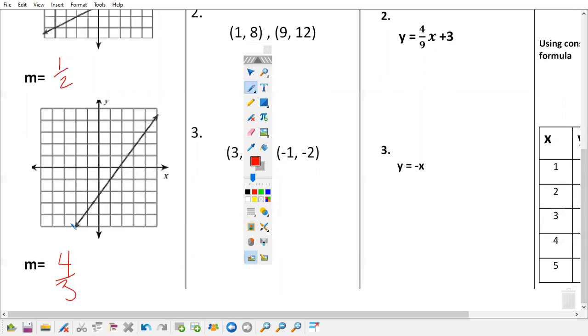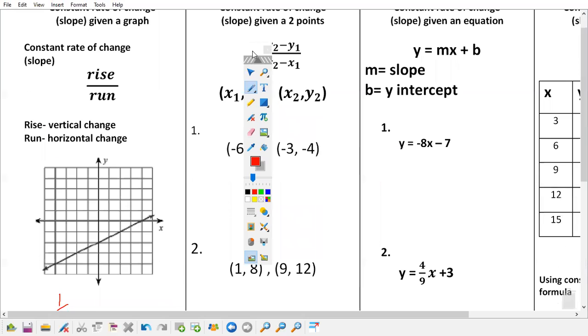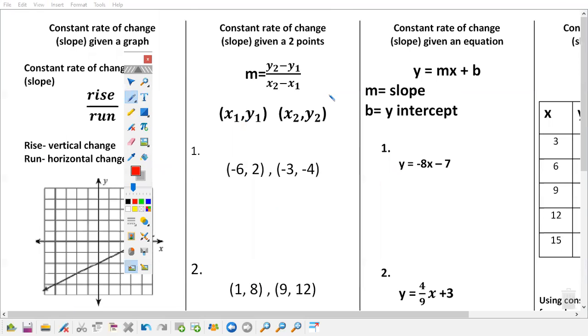+4/3. That's a weird 3. Okay. How do we feel? Now one's like, I've never seen any of this before. Cool. Now we're going to talk about, well, what if you don't have a table or graph?